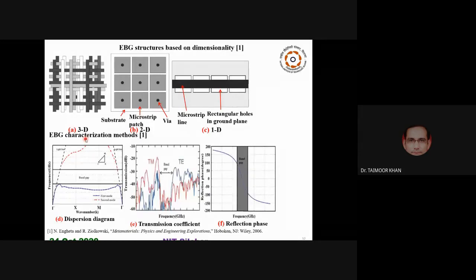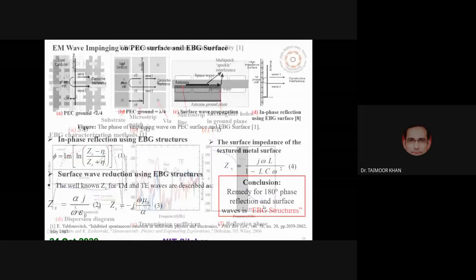As far as analysis or characterization of the EBG structure is concerned, these three methods are very popular for identifying the band gap from one band to another band. The first one is the dispersion diagram, a wave number k versus frequency plot. The second one is the transmission coefficient, frequency versus transmission coefficient. And the third one is the reflection phase, which is also used for identifying the amount of band gap between the two bands, that is frequency versus reflection phase in degrees. These three methods are used for identifying the band gap.